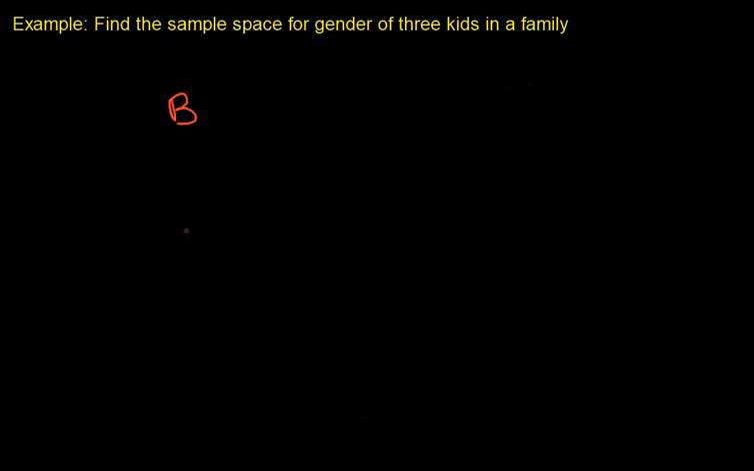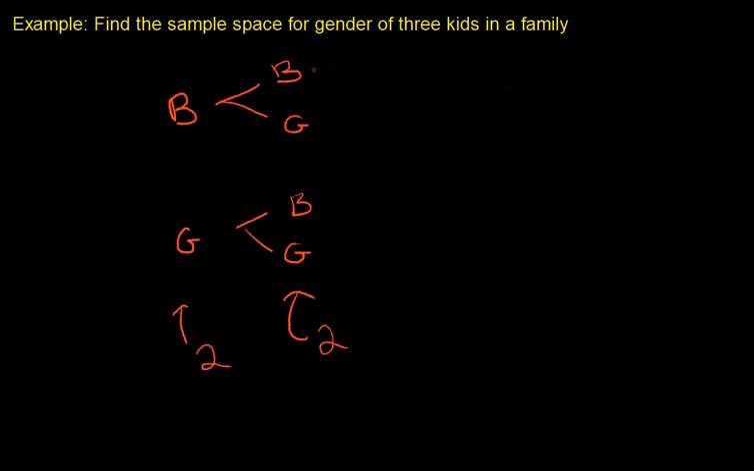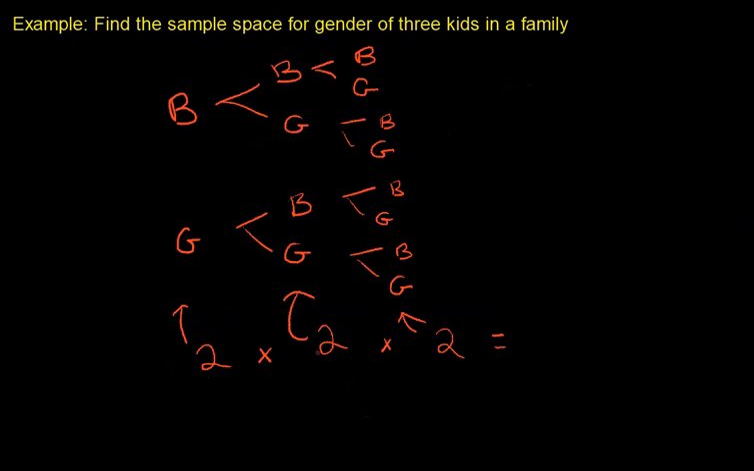For the first kid, I could have gotten a boy or a girl, right? So there's 2 possibilities. For the second kid, I could have gotten a boy or I could have gotten a girl. Again, the second kid has 2 possibilities. For the third kid, I could have gotten a boy or a girl. So again, the third kid has 2 options. If I multiply these together, I should get the total number of possible events that should be in my sample space. So 2 times 2 is 4, times another 2 is 8.